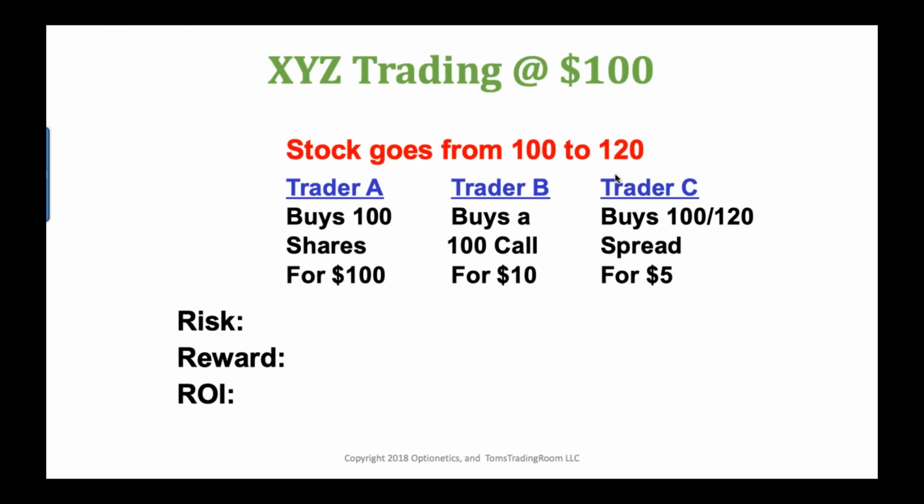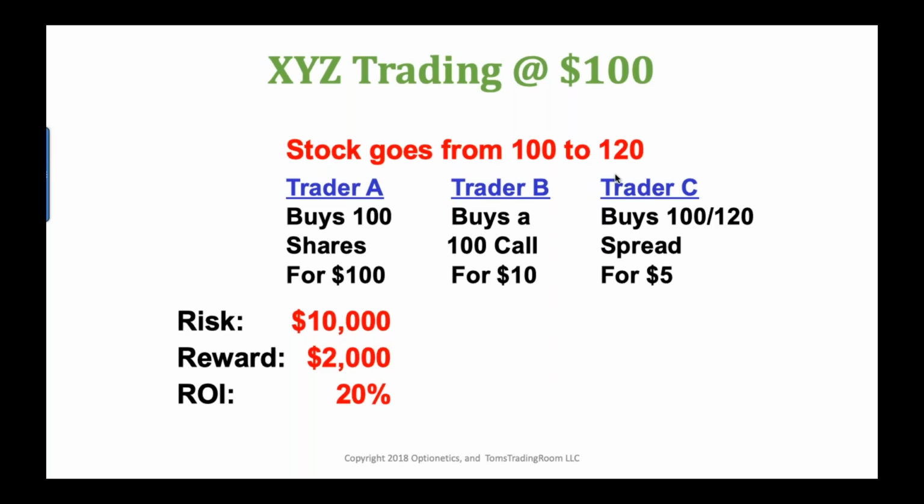Now, let's talk about what happens when you cycle through this losing and winning area. We're going to take three traders. We've got trader A, who buys a stock. We've got trader B, who buys a call. We've got trader C, who actually buys the spread. So the risk for trader A would be $10,000 if they bought 100 shares of stock at $100.